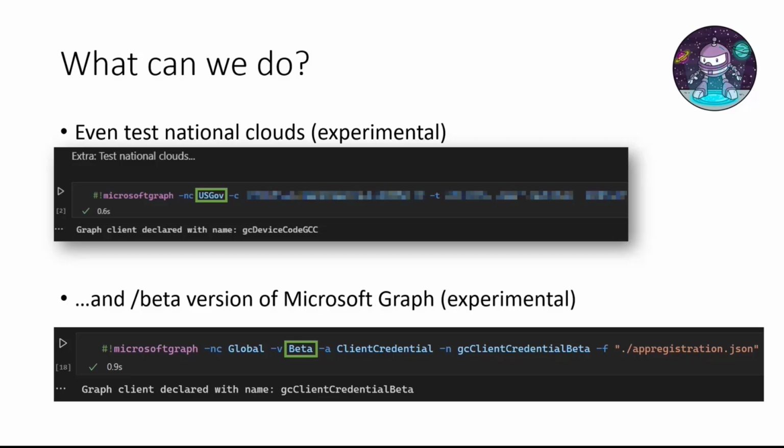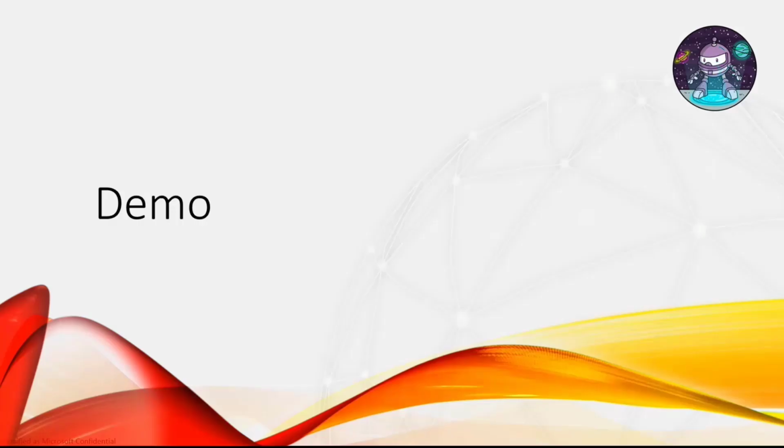Similarly, if you want to go against the beta version of Graph, that's also something we're starting to prototype, where you can say, I want to mix and match not only V1 endpoints, but also beta, because I'm doing some development, or maybe there are new things I'm testing out that are only in the beta version. With all this said, let's jump over to a demo and show you what things look like in this environment.